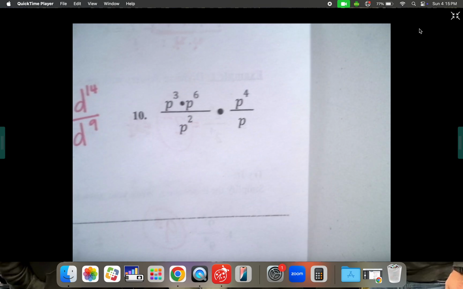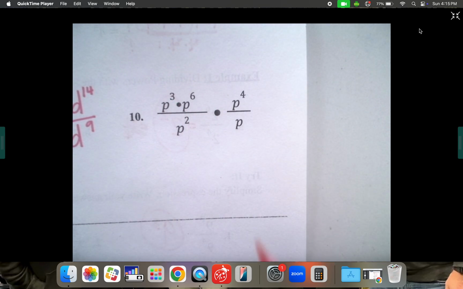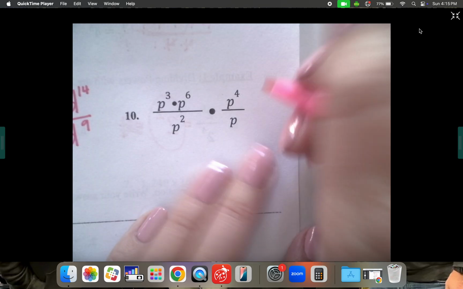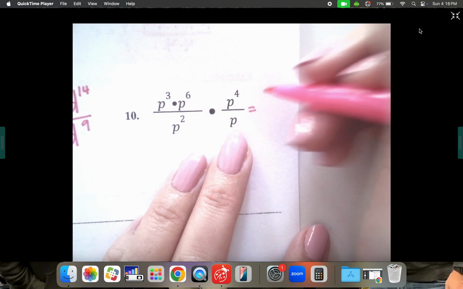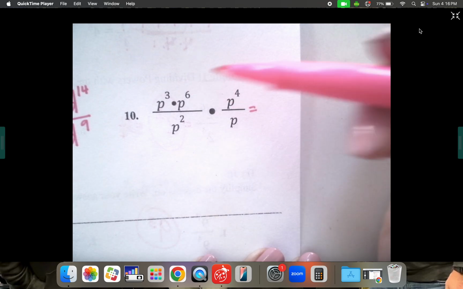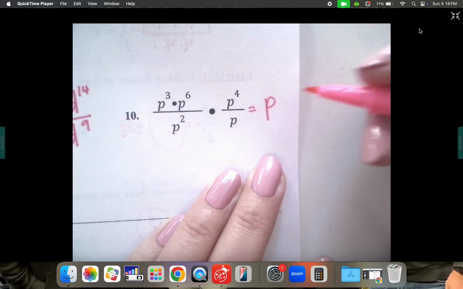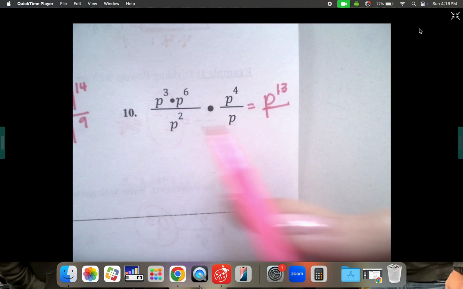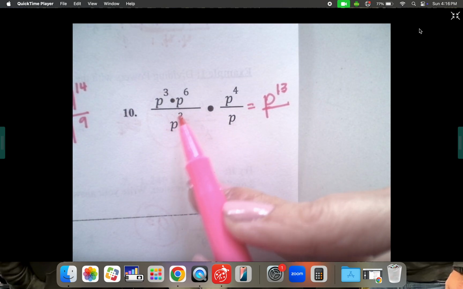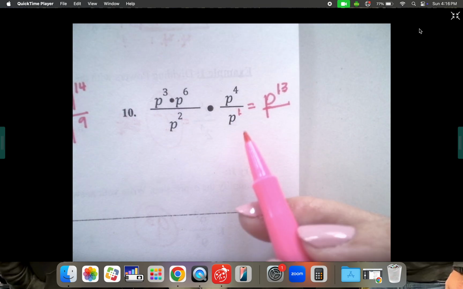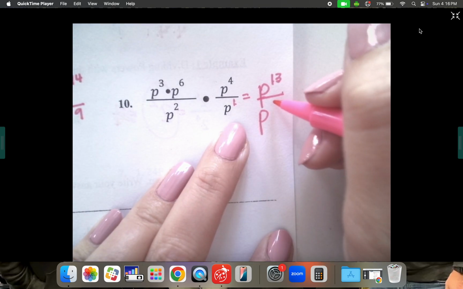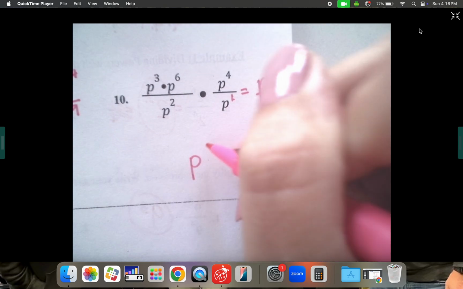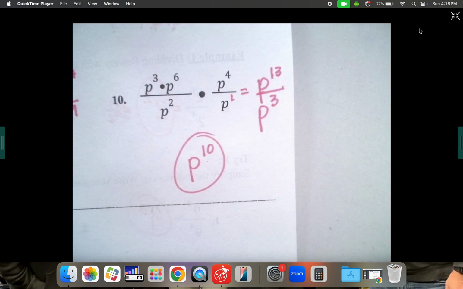All right, and then the last one, oh, this one's a little tricky. We haven't done one like this. But again, if you're multiplying, then you're multiplying all of them. So the whole top row, the whole numerator can be multiplied. So 3 plus 6 plus 4 is p to the power of 13. The bottom row, the denominator, is 2 and the hidden invisible 1, which means p cubed. And then you can subtract because we're dividing, for a grand total answer of p to the 10th.